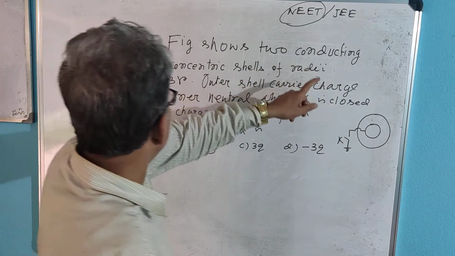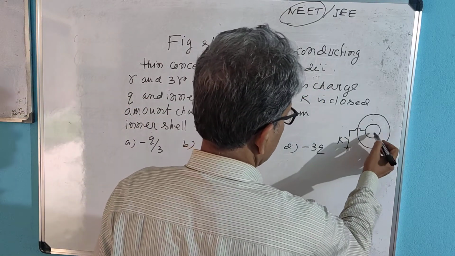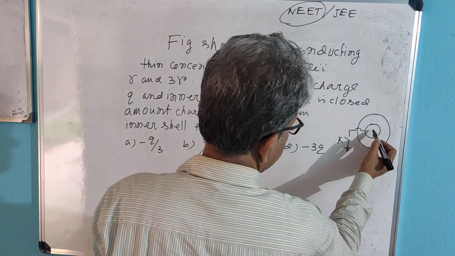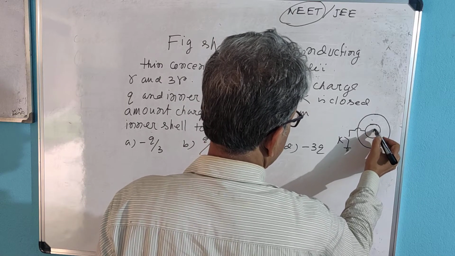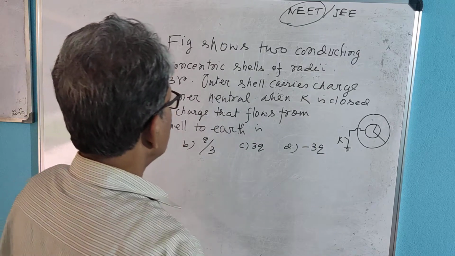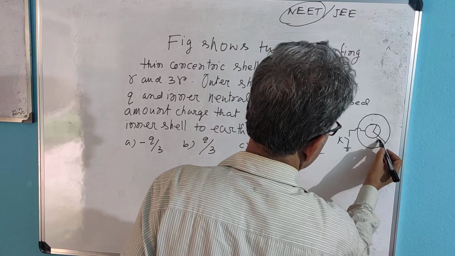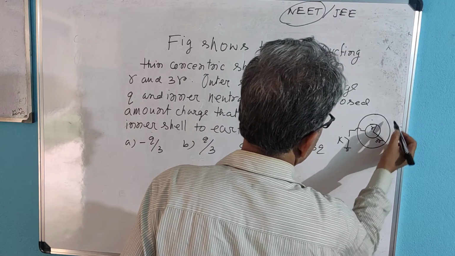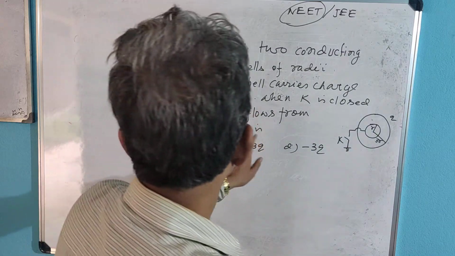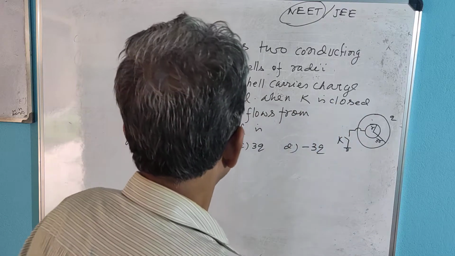The figure shows two conducting thin concentric shells, one larger and one smaller, of radii r and 3r. The outer shell, of radius 3r, carries charge q, and only the outer shell. The switch K is open. The inner shell, of radius r, is neutral.